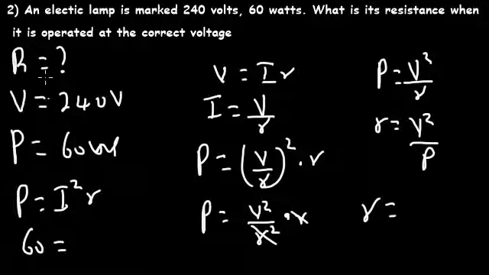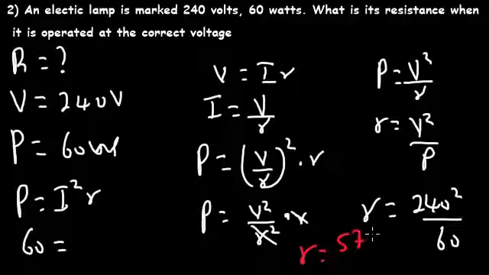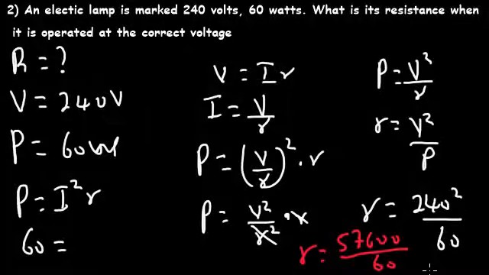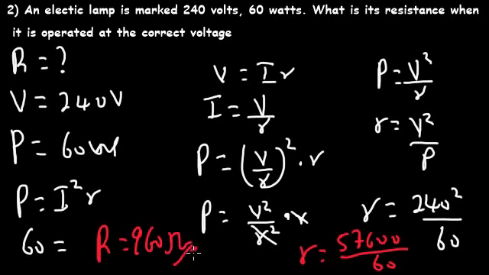Since the voltage is 240, we have 240 squared over P, and P is 60. So if I use my calculator, 240 times 240, I got 57,600. On our way to the final stage, the resistance becomes 57,600 divided by 60, and if I divide that by 60, I got 960. So the resistance is simply 960 ohms. Like we said, the resistance is measured in ohms. And that's the solution to example number 2 as well.